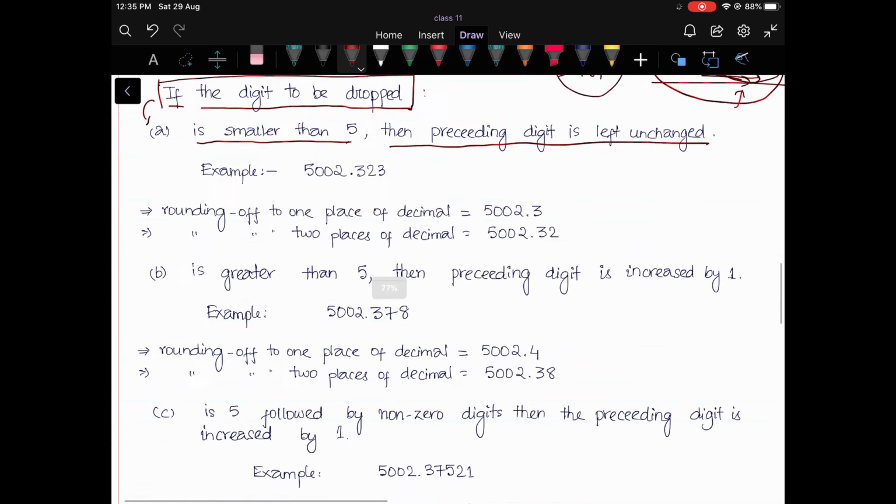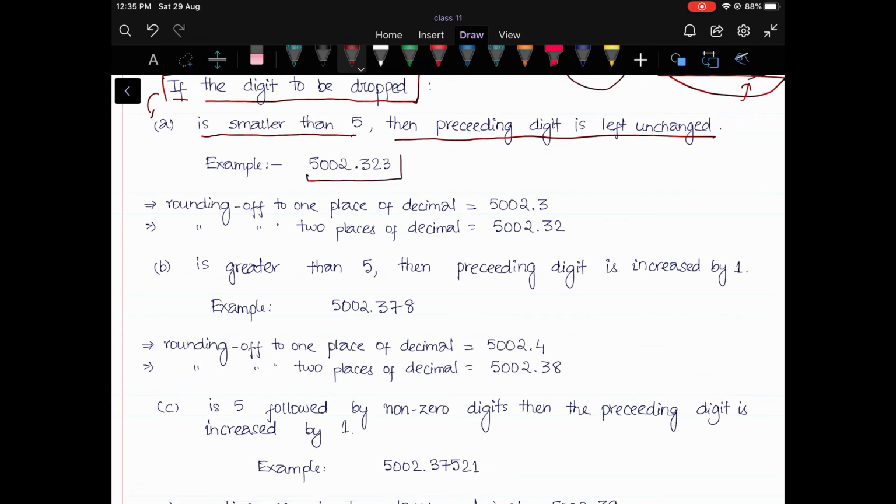For example, let's say we have this number here, and I want to round it off to one place of decimal. That means I do not want to write all the digits. If I write like this, there are 3 places of decimal: 1st place, 2nd place and 3rd place. But I want to round it off to only one place of decimal. That means I just want to write one number after the decimal, not 3 numbers. That is called rounding off to one place of decimal.